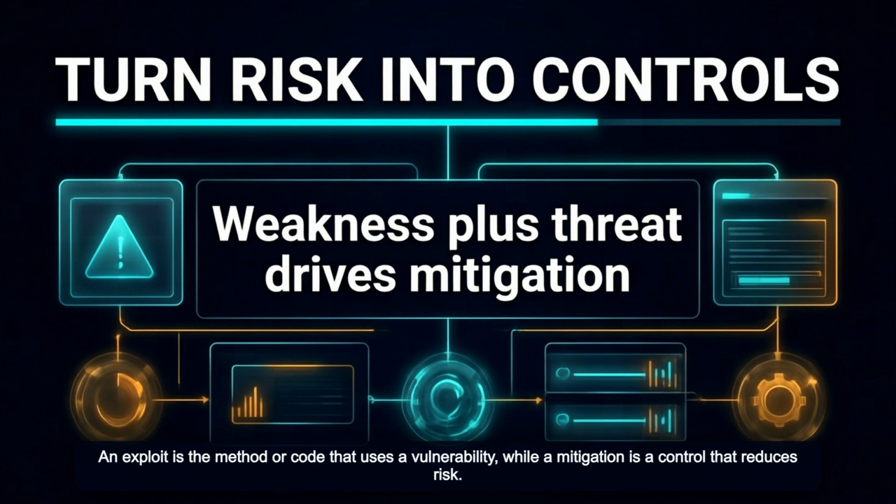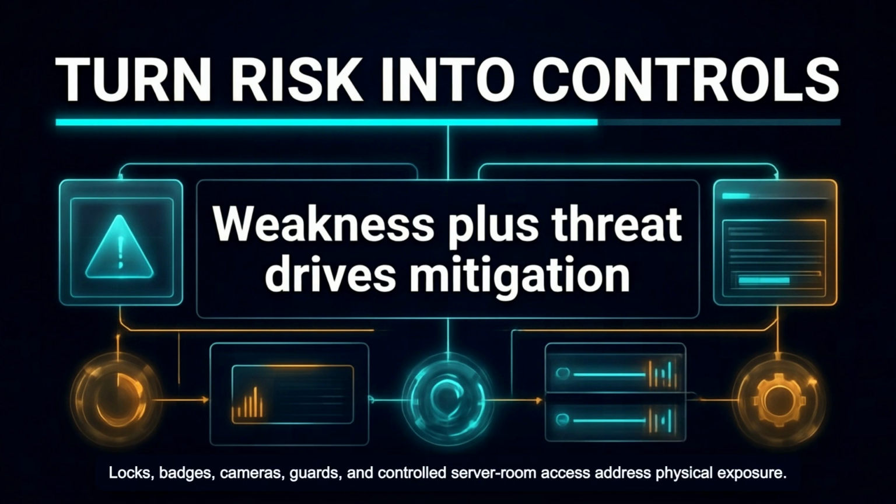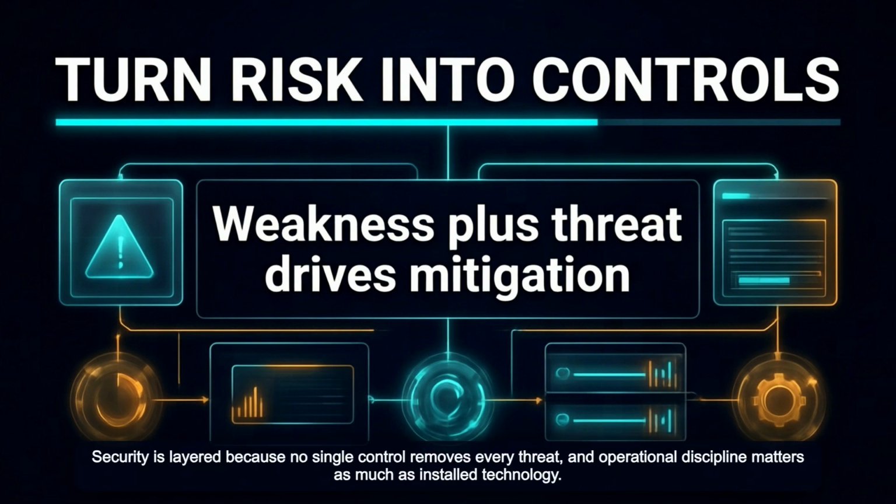Effective programs combine technical controls with awareness, user training, physical security, policies, and procedures. Locks, badges, cameras, guards, and controlled server room access address physical exposure. Security is layered because no single control removes every threat. And operational discipline matters as much as installed technology.